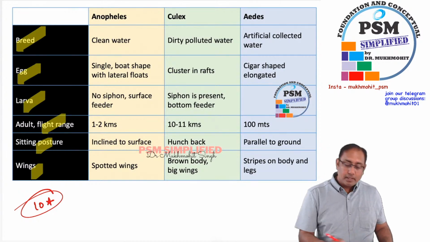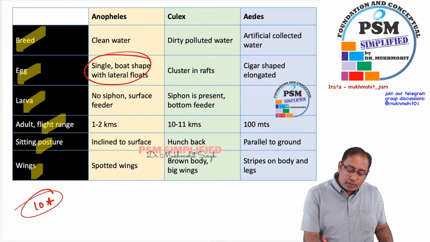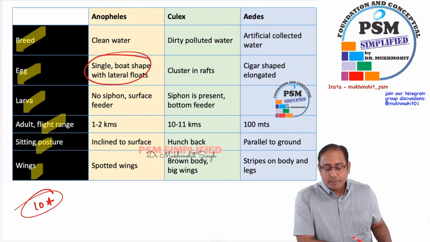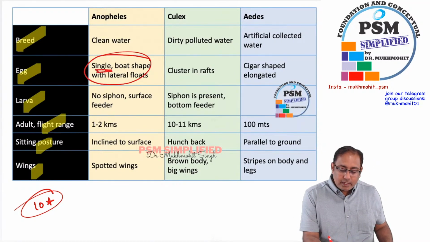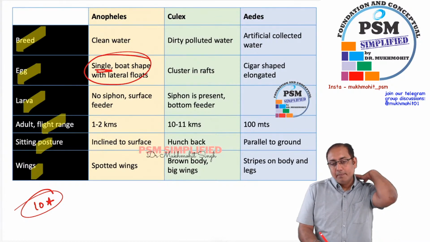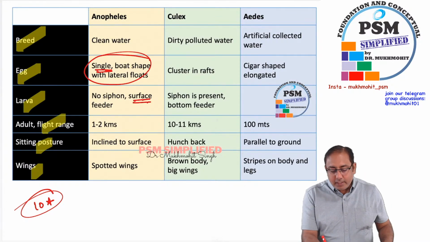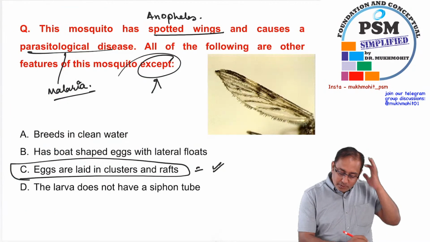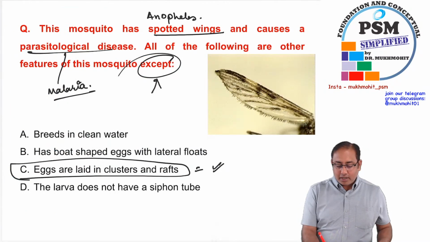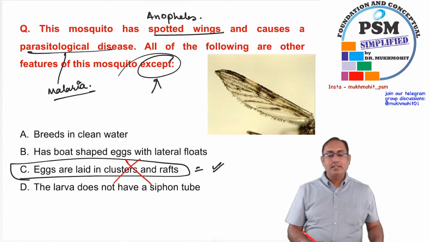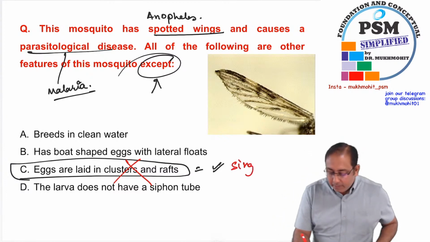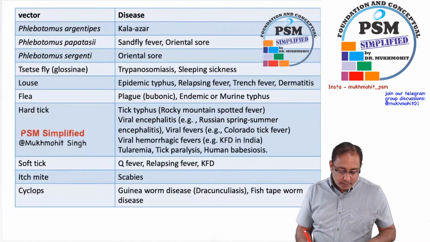So please note that the egg of the Anopheles is boat shaped with lateral floats, and these are single eggs. They are not multiple eggs. They are single eggs, and the larva is near the surface. So absolutely correct. Eggs are laid in clusters and rafts, this is the wrong answer. It is single boat-shaped eggs. Very nice.